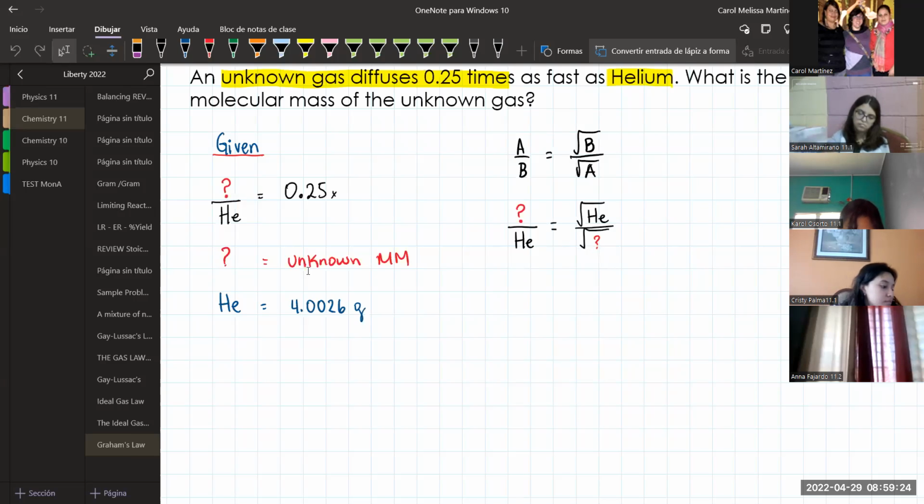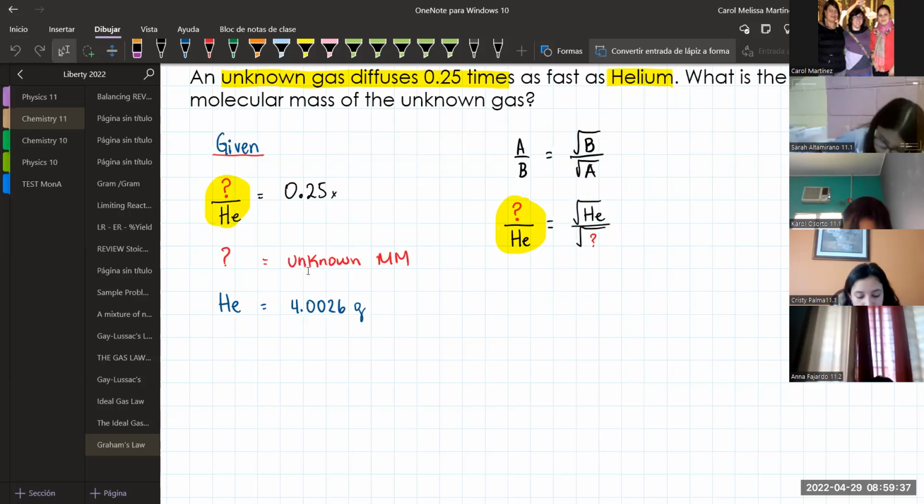So all I need to do is adapt the formula. This is already given in the problem. My ratio, unknown over helium, is 0.25. So that's the replacement that I'm going to be doing here. So unknown divided by helium, I know that rate is 0.25, is equal to the square root of helium divided by the square root of my unknown.